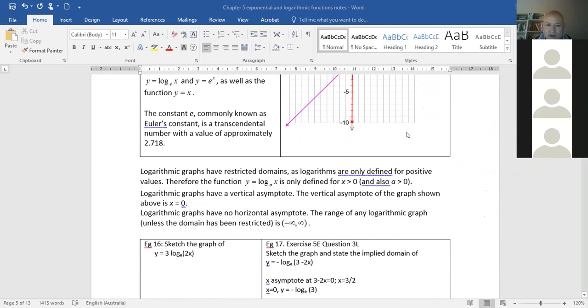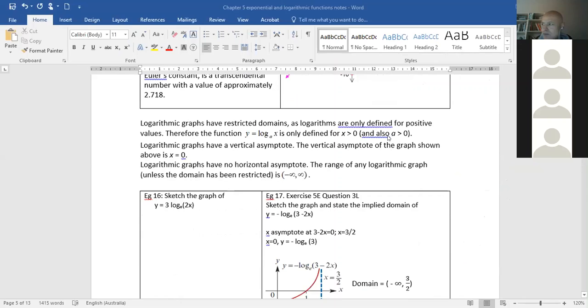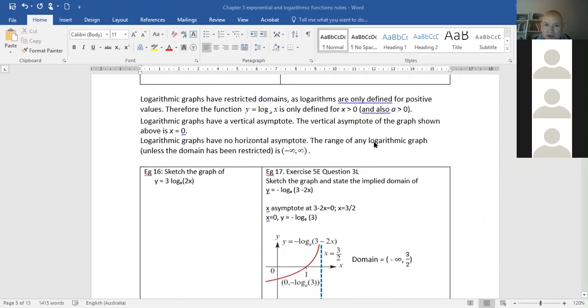Okay. Of course, we will have dilations, we're going to have translations and all that. So we have to be able to graph these as well. Okay. The first one, I've already said this to you, the vertical asymptote at x equals 0. There's no horizontal asymptote, and the range is all reals or negative infinity to infinity. It's up to you how you want to write it. It doesn't really matter. But the first one says sketch the graph of 3 log e of 2x.